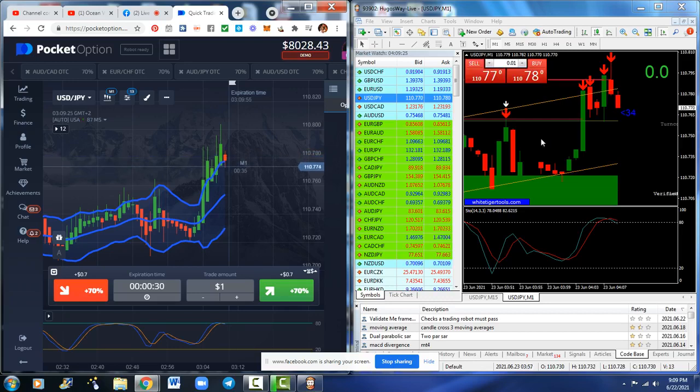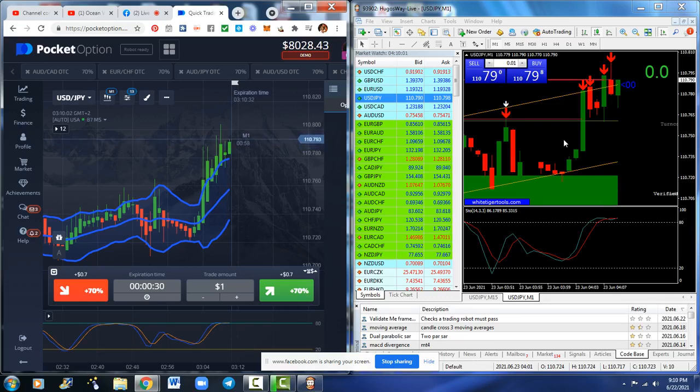All right. So as you can see here, we're at USD JPY, and we're also at USD JPY here. This is a 1 minute candle, and down here the expiration time is 30 seconds. Now, this particular tool can be used for binary option trading, and it can be used for what I call standard forex trading.